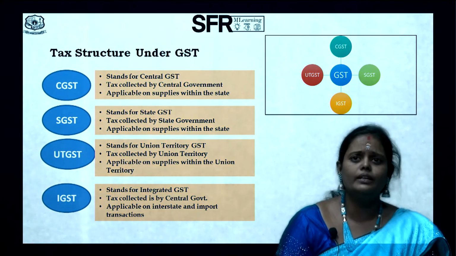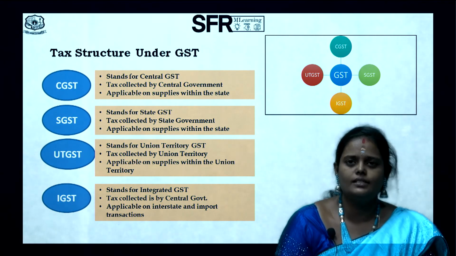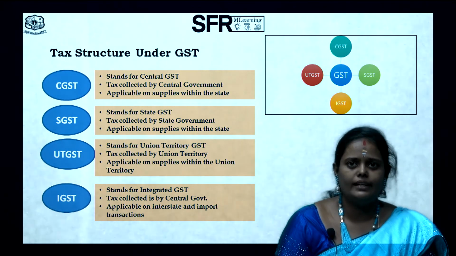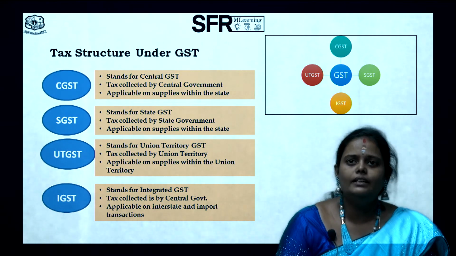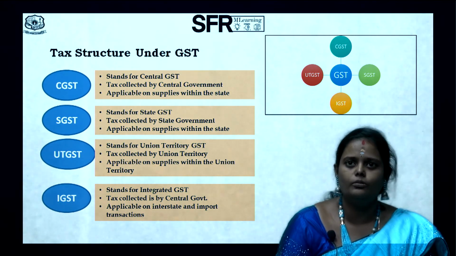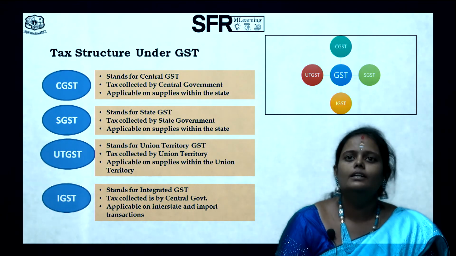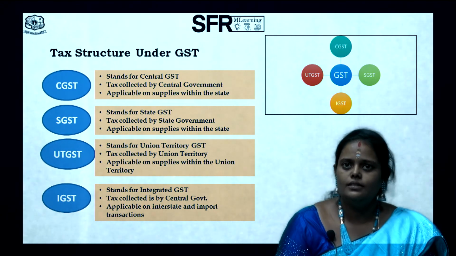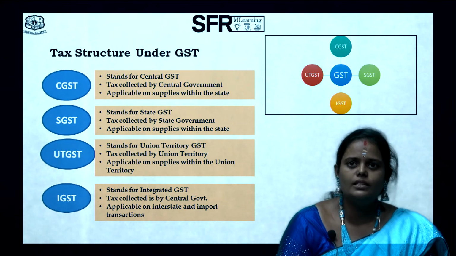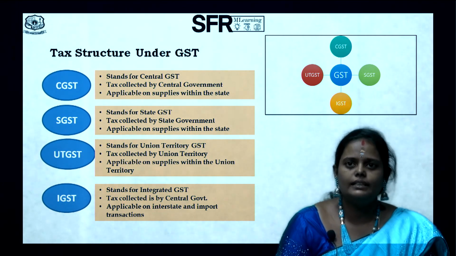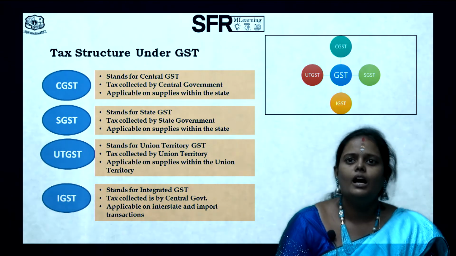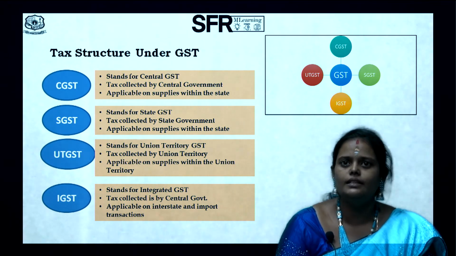Next we see about the tax structure under GST. There are four different types of taxes. First one, CGST, stands for Central Goods and Service Tax. Tax collected by the central government. It is applicable on transactions within the state. Next is SGST, which stands for State Goods and Service Tax. Tax collected by the state government, applicable on supplies within the state.